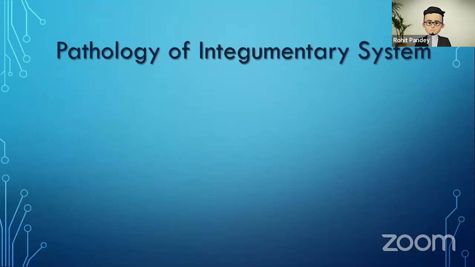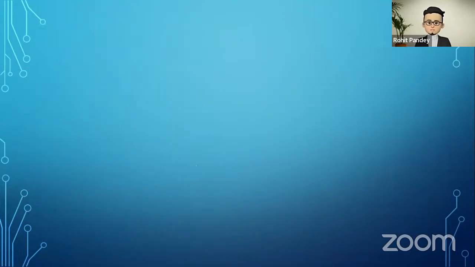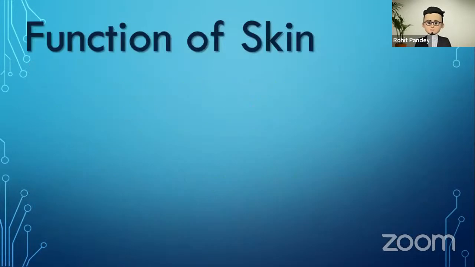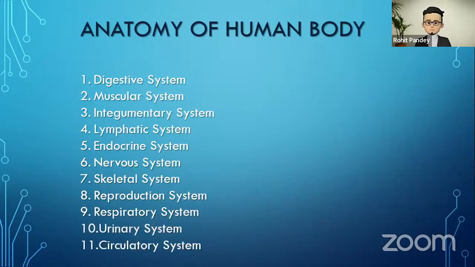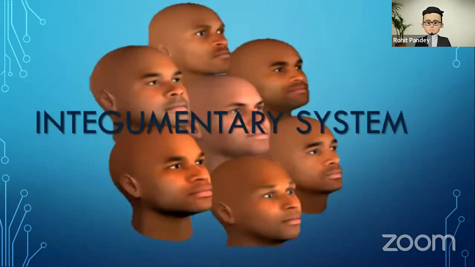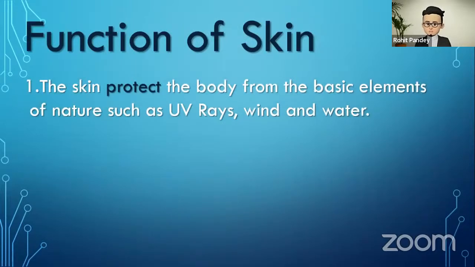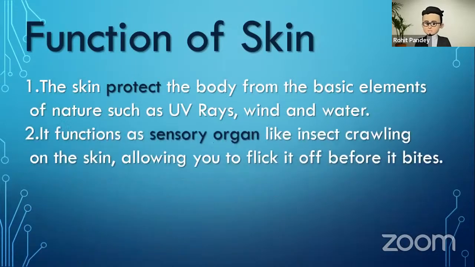And let's just recall what we read. We read about the integumentary system and the function of the skin, how skin protects us from UV rays, wind, and water. The skin is sensitive, I mean, it is a sensory organ. Like if an insect is crawling, we flick it out because we feel the sensation.